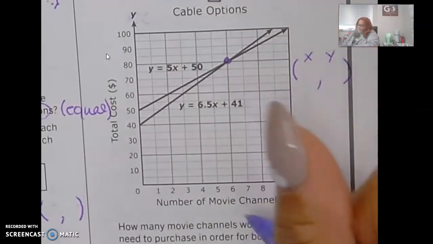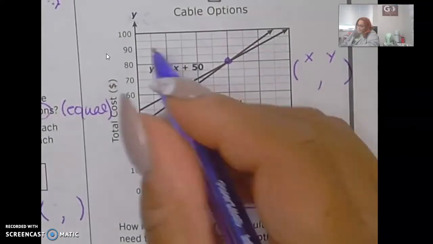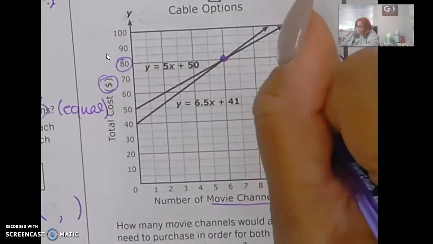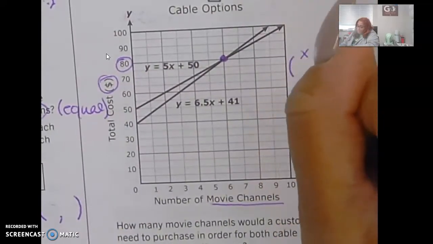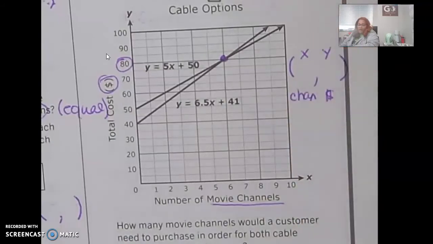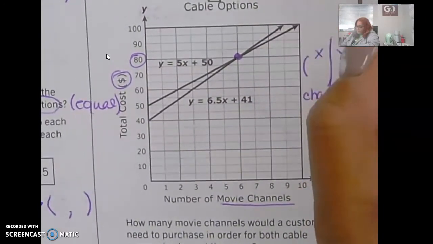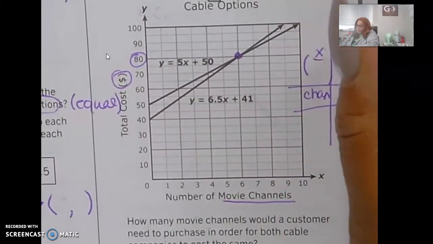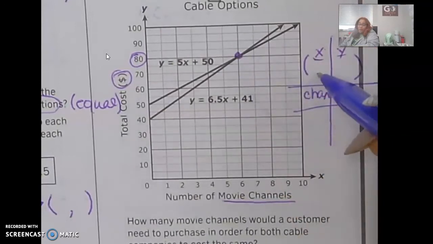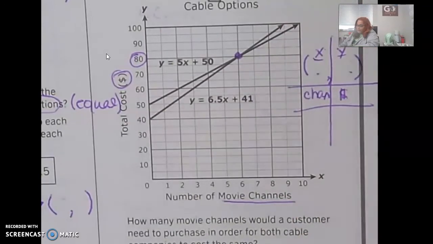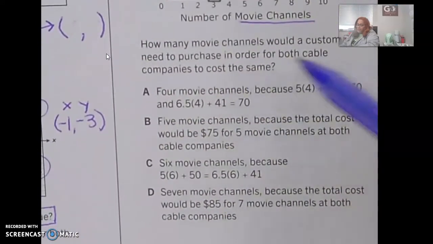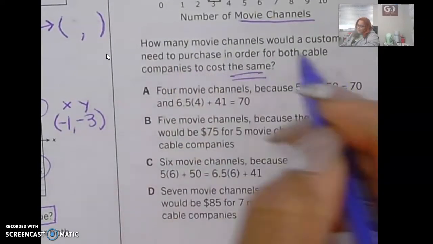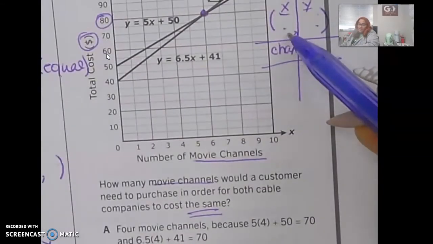X and Y. My 6 is for my movie channels. My 80 is for my dollars. So I'll put channels for X and dollars for Y. If I were to make a table, channels would be X, dollars would be Y. The coordinate pairs that they cross will go here in these parentheses, and there will be a comma separating them. It says, how many movie channels would a customer need to purchase in order for both cable companies to cost the same? Movie channels. That would be your X value.